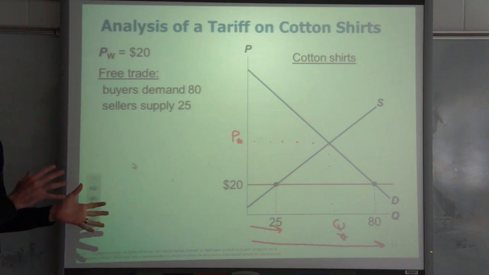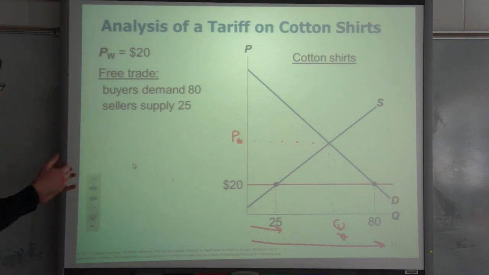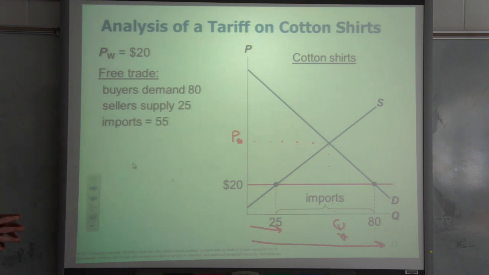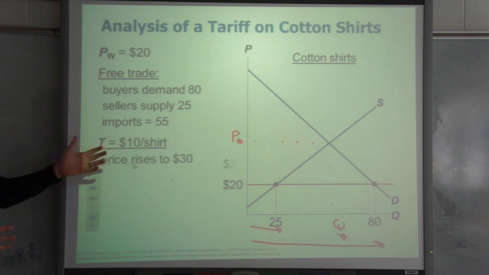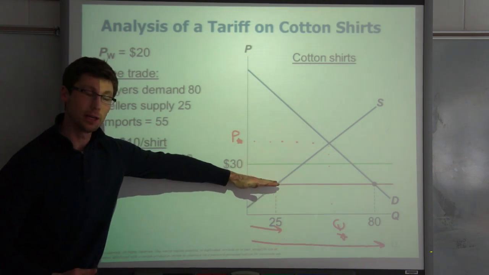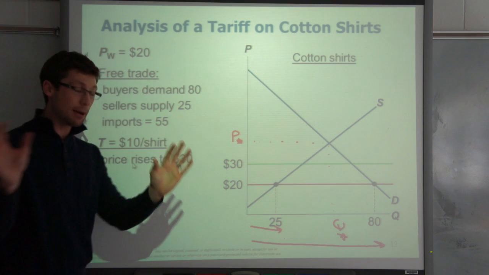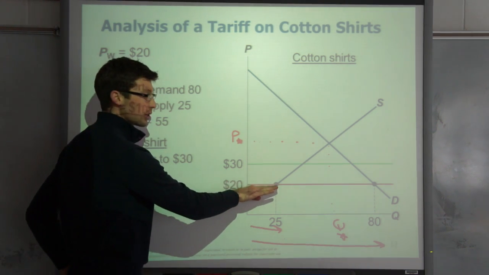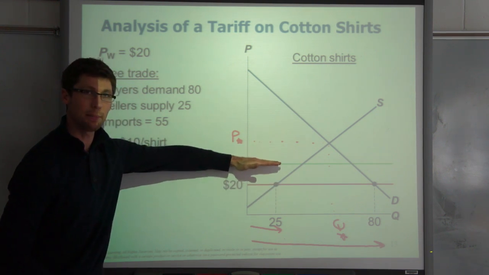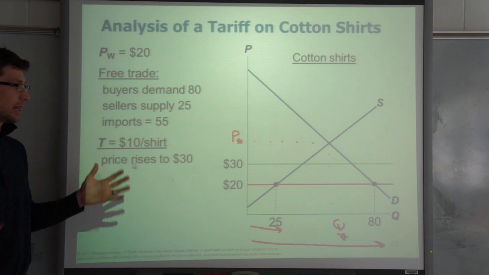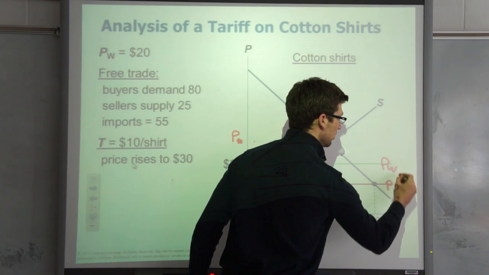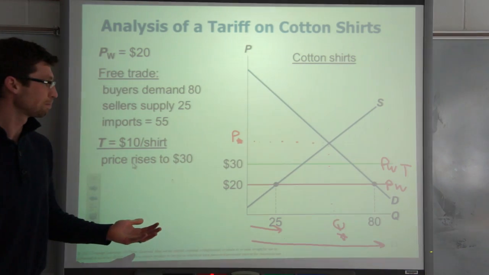So many people might complain about this. We need to support those who are producing cotton t-shirts in the United States. How could you do so? You impose a tariff. So what we do is we increase the price by $10. Effectively, this is our supply curve because the world can provide, hypothetically speaking, an infinite number of t-shirts all at $20. So we just take from that and translate up by the size of the tax. In this instance, it was $10. So now this is PW, and this is PW with the tax.